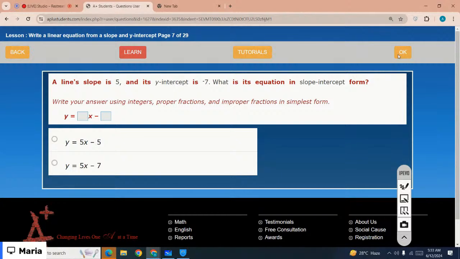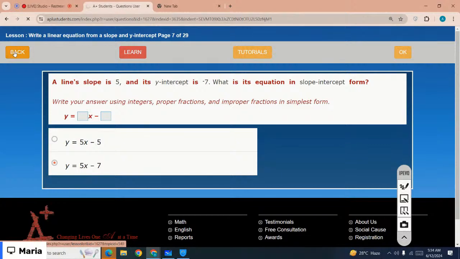A line's slope is 5 and its y-intercept is -7. What is its equation in slope-intercept form? That is y equals 5x minus 7. Option number 2 is the correct option.